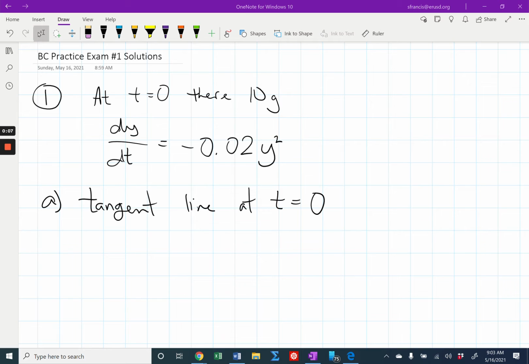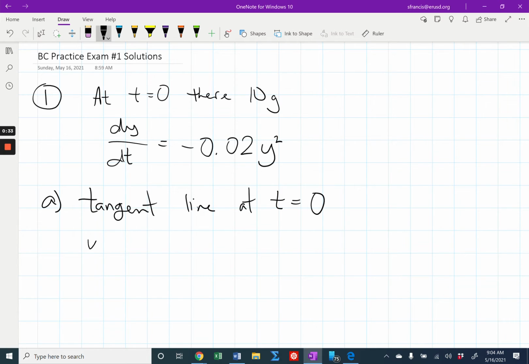So we're given a differential equation, dy over dt equals negative 0.02 y squared, and we're told that this is from a chemical reaction and that the amount of the substance that we're measuring through this reaction at t equals 0 is 10 grams. And at first, they want us to estimate the amount of the substance at t equals 2, using a tangent line at t equals 0.